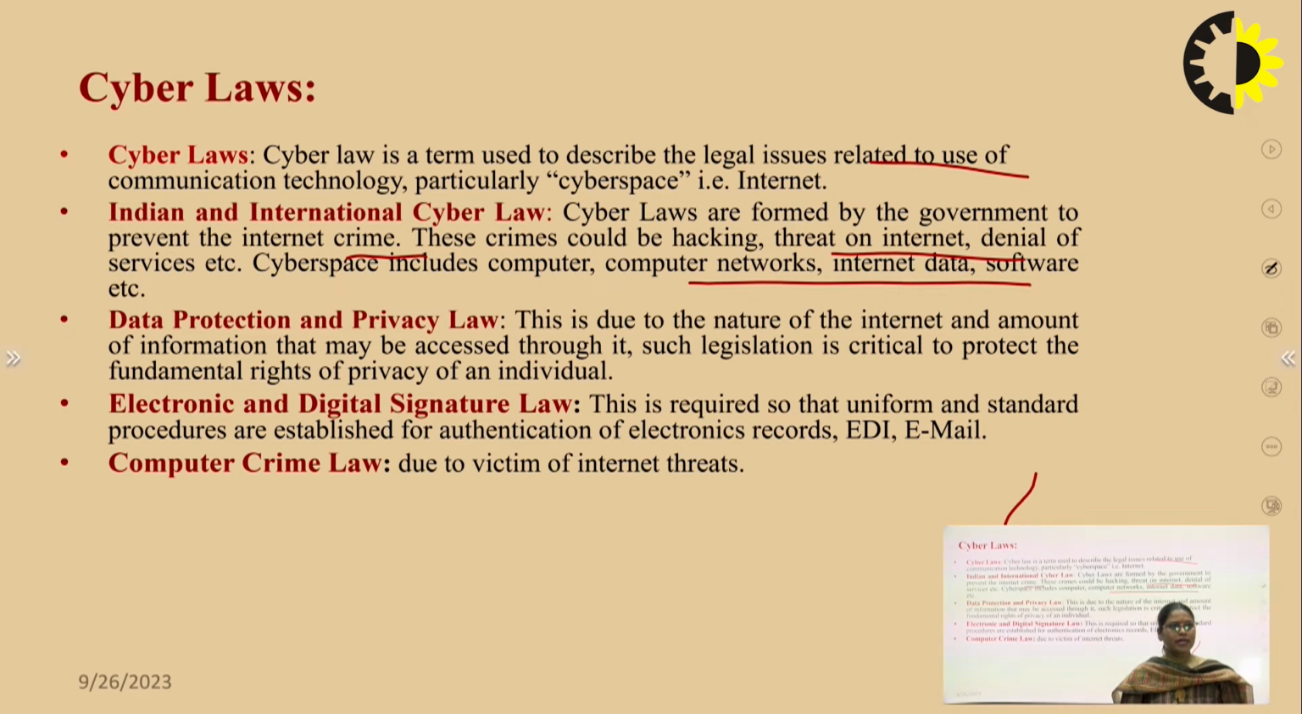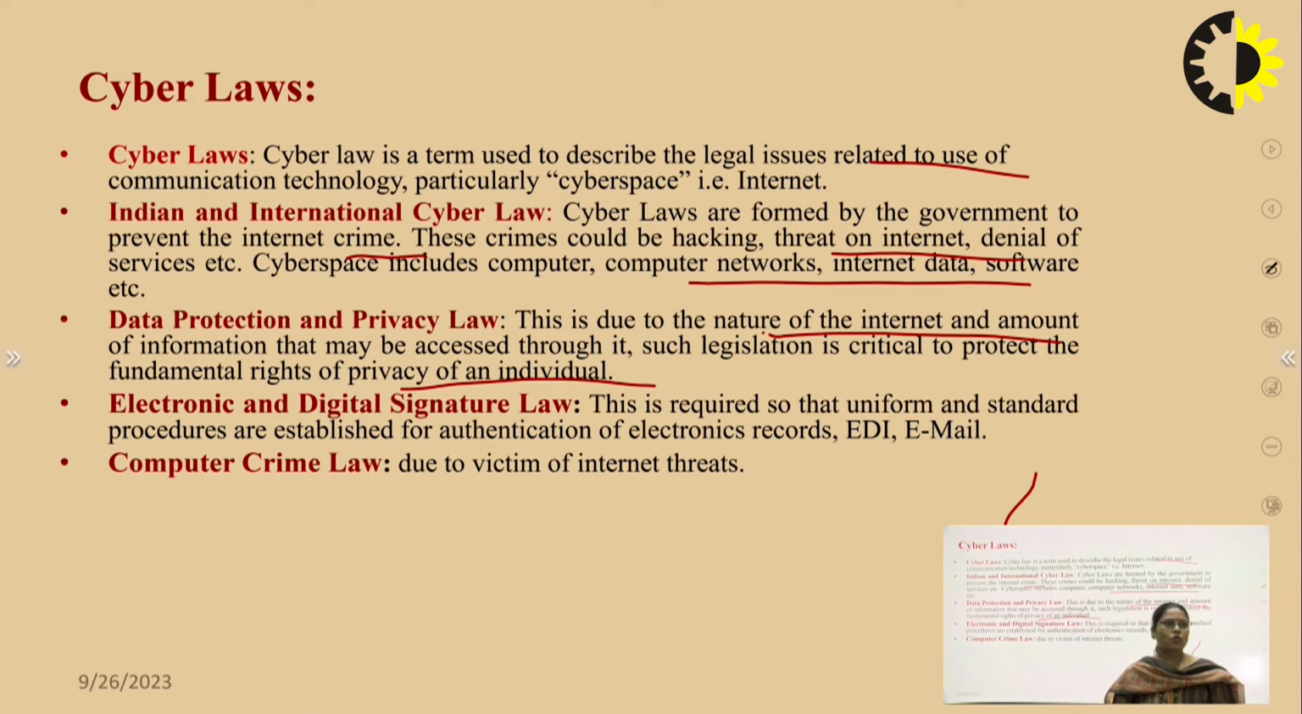One is the data protection and privacy law. Due to the internet, a large amount of information may be accessed by illegal persons. So in that case, there is a need for data protection and privacy law over the internet. It is legislation critical to protecting the privacy rights of an individual.